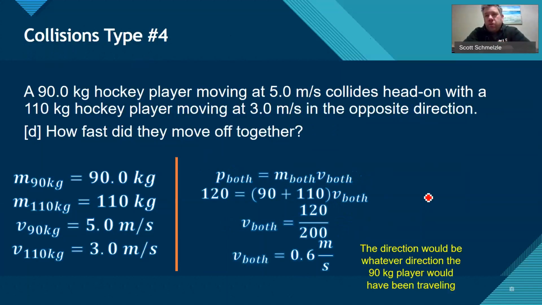Once we know the total momentum, we're able to figure out the velocity based on their mass being together. So we take that 120 divided by 200. We find that they go from 5 and 3 respectively down to 0.6 meters per second. Again, the direction for that velocity would have been the same direction that the 90 kilogram person was traveling, basically the opposite way of the 110.